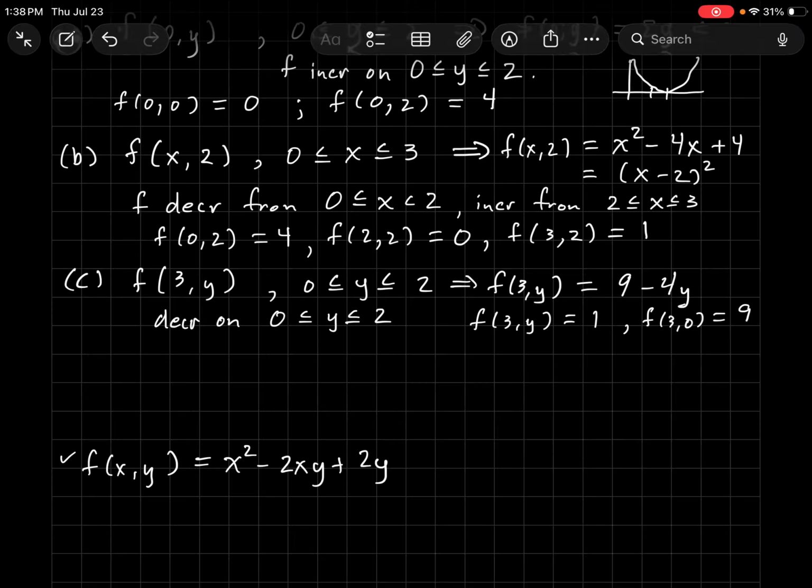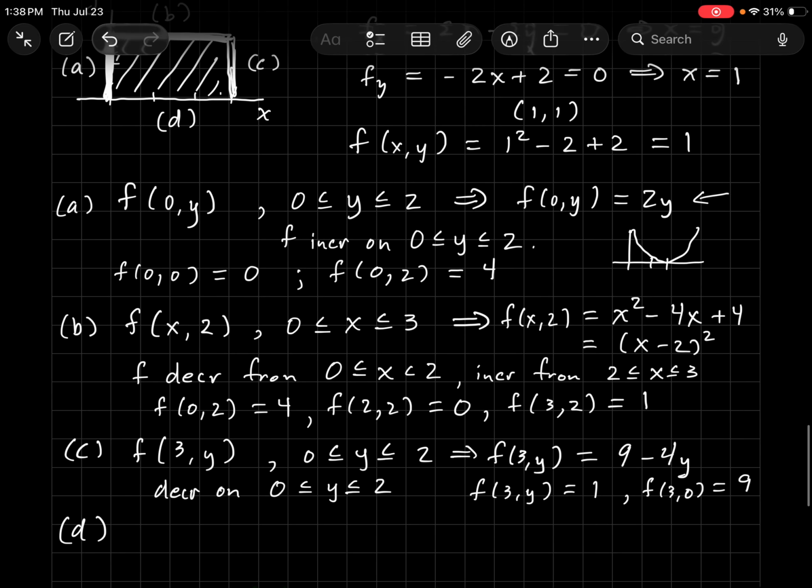Again, the reason I'm finding decreasing or increasing is to show that I don't need to check points in between some of these endpoints. Because if a function is strictly decreasing as y goes from 0 to 2, I don't need to worry about y equals 1 or 1.5 or anything, because the value will keep decreasing as I go forward. All right, the final one.